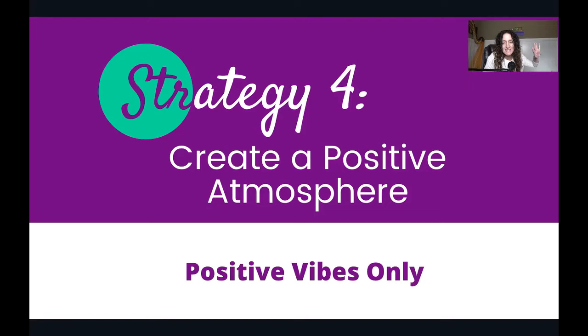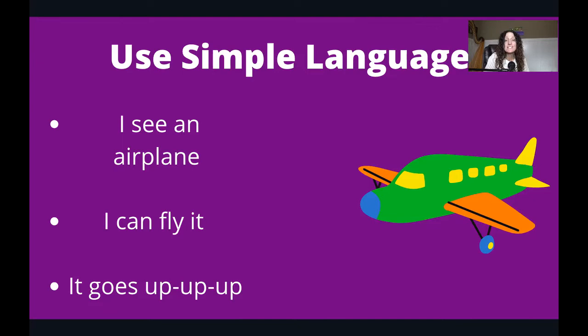Okay, we made it. Strategy number four is to create a positive atmosphere. Positive vibes only. We want to make sure that we do this by using simple language. So if we have an airplane toy, we could say things like, I see an airplane. This is my pretend airplane. I can fly it. It goes up, up, up. We want to think about using simple language, and we do not, I repeat, do not want to bombard our students with questions.